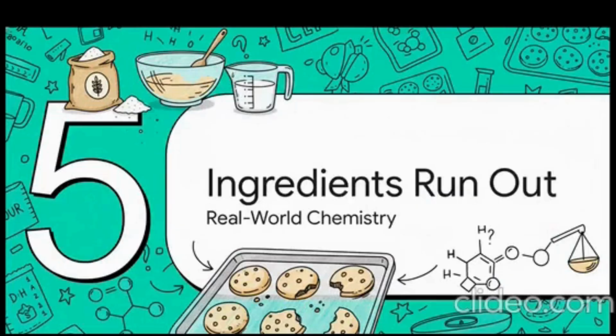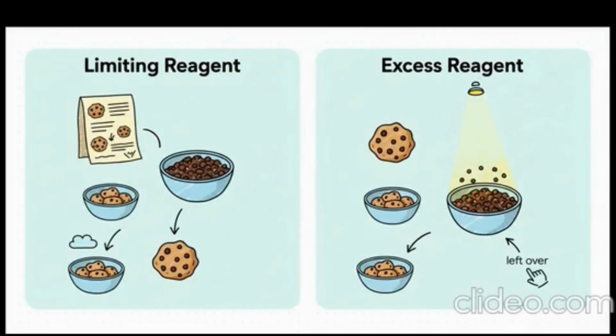But in the real world, things aren't always so perfect. What happens when you're halfway through baking cookies and you realize you're out of chocolate chips? Well, chemistry has a name for that exact situation. This brings us to what we call limiting and excess reagents. The limiting reagent is simply the ingredient that you run out of first. It literally limits how much of your final product you can possibly make. The excess reagent is the stuff you have plenty of. You'll have leftovers of it when the reaction is all done.